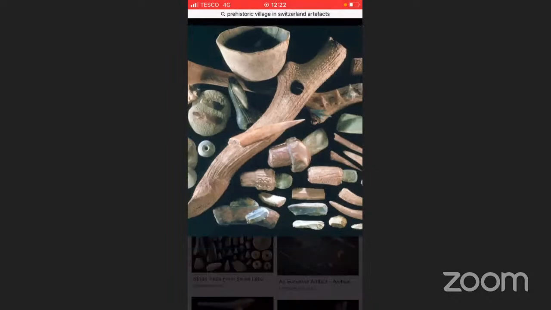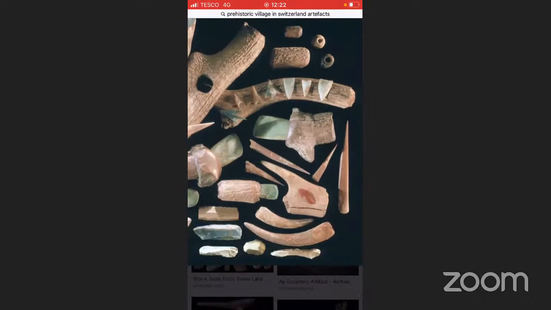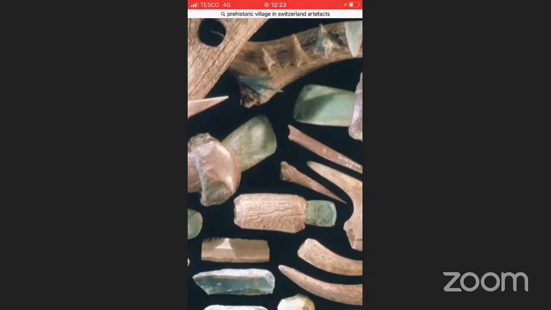We've got flints. So this is probably a collection from roughly about 4,000 years ago, or maybe 4,500 years ago, because those there are copper axes. So that'd be the Copper Age, about 4,500 years ago. So what we've got is a collection. This may have all been going at the same time with flint arrowheads.